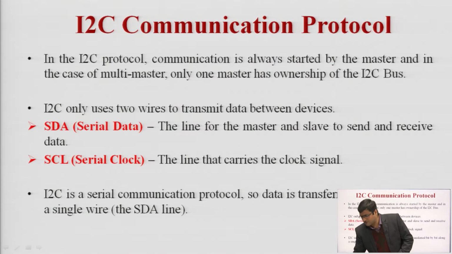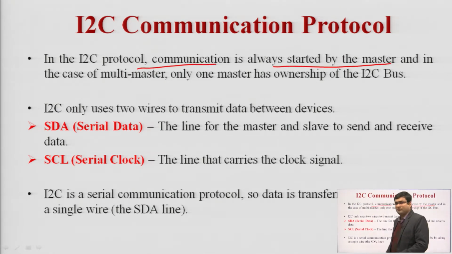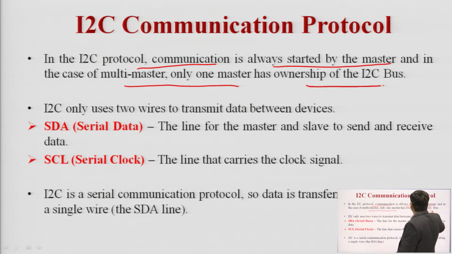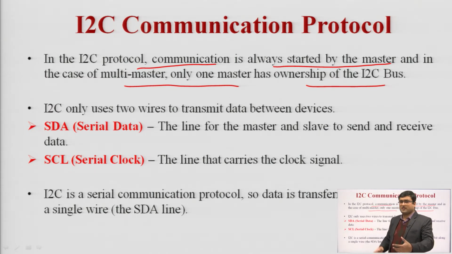Now, coming to the next slide. In the I2C protocol, communication is always started by the master. In the case of multi-master, only one master has ownership of the I2C bus. So, basically in the I2C protocol, if there is a single master, that single master has all the control, controlling the slaves. But if we are using multi-master, then one master has the ownership of controlling the slaves.